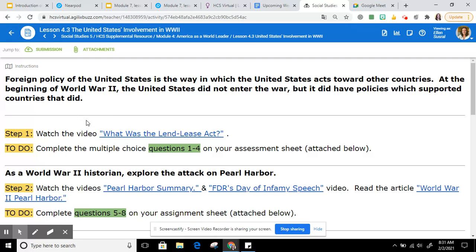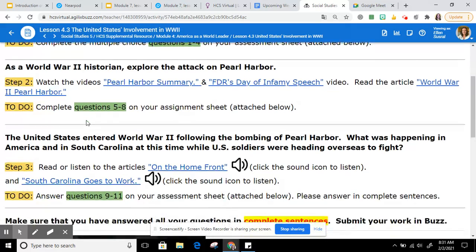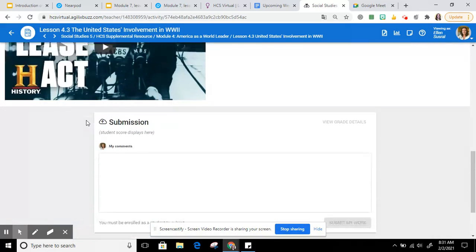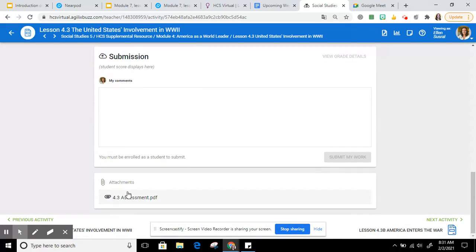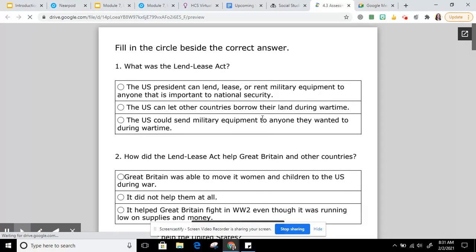So before we go through each step, just like all the other social studies lessons, your assessment and your assignment is attached at the very bottom, 4.3 assessment. I'm going to open that up so that we can take a look.